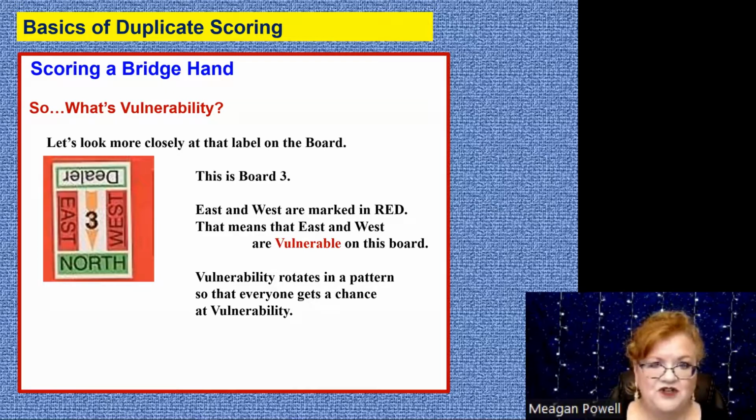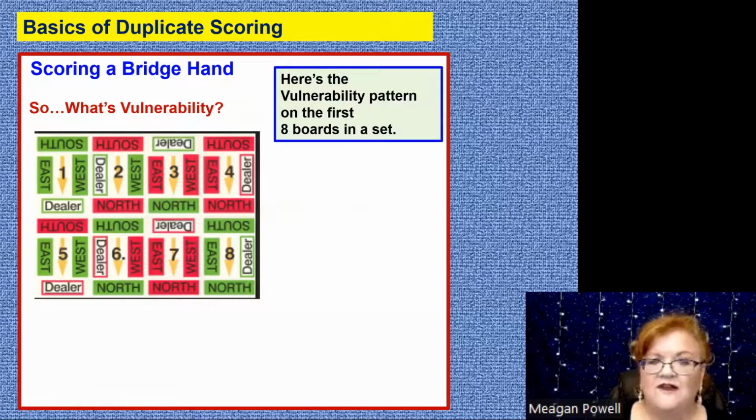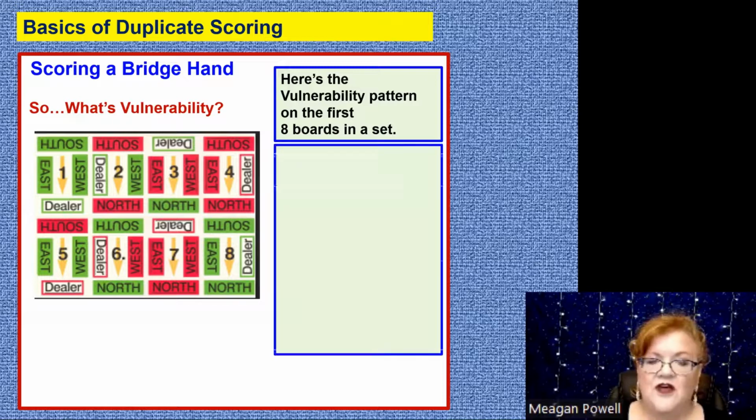In order to maybe understand this just a little more clearly, here are the labels from the first 8 boards in any set. It doesn't matter what color the set is, whether it's orange boards, red boards, pink boards, light blue boards. There are sets of 36 boards that come in lots of different colors. Every board 1 is going to look the same. Every board 2's label is going to look the same. It's the same from set to set. So when you look at the first 4 labels here, notice that on board 1, nobody's in red. And that means nobody is vulnerable.